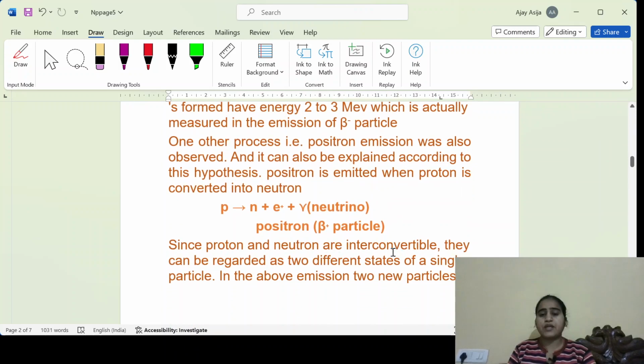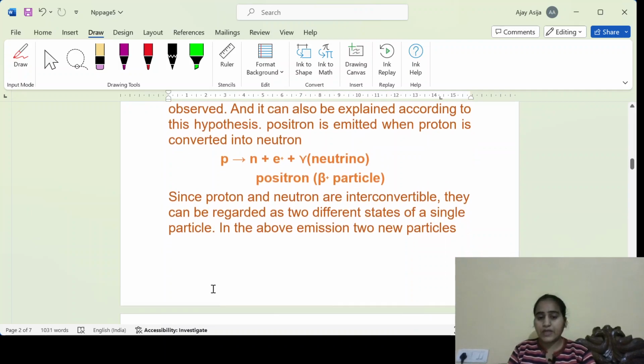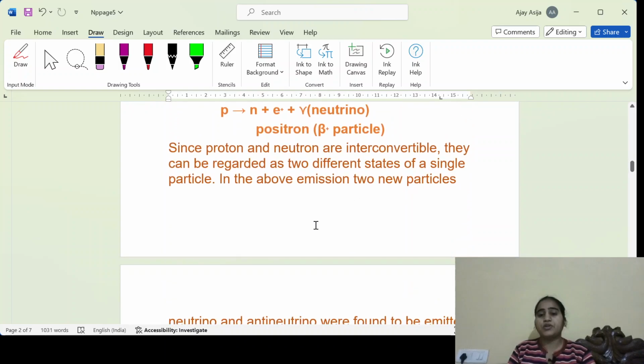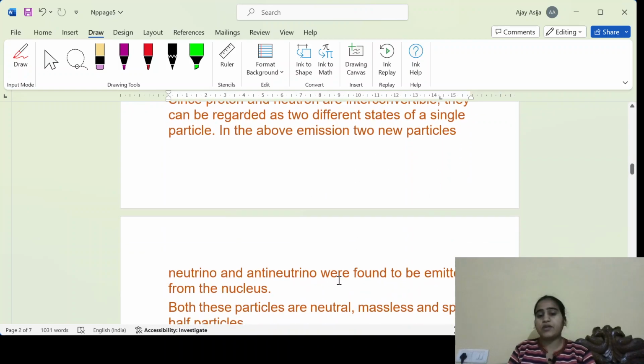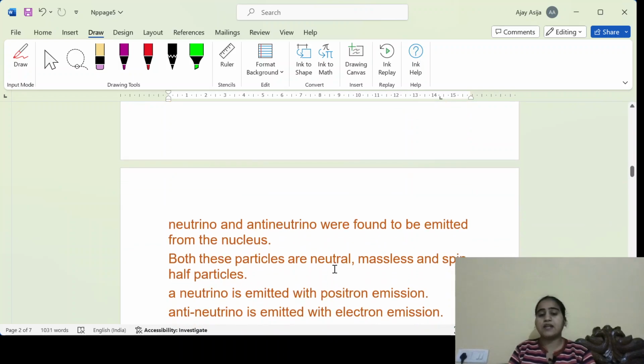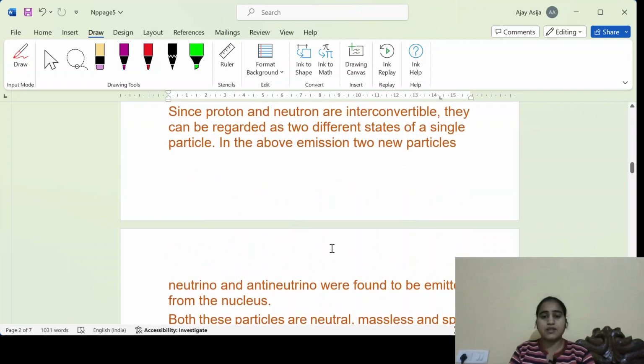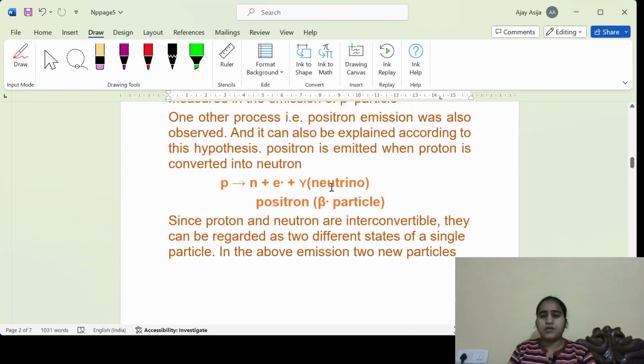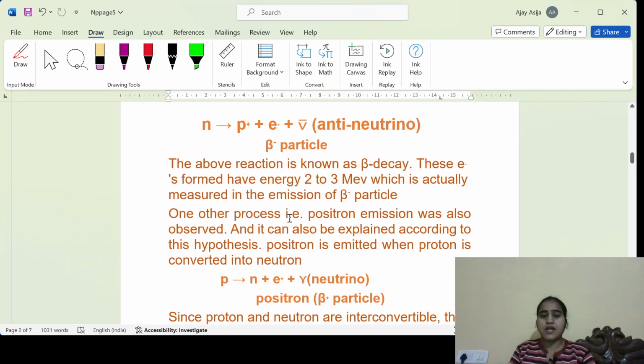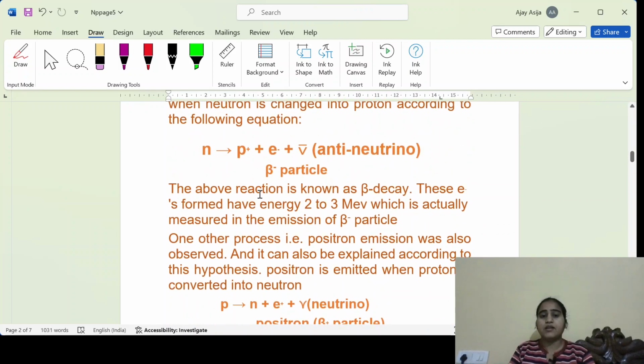Since proton and neutron are interconvertible, they can be regarded as two different states of a single particle. In the above emissions, two new particles, neutrino and antineutrino, were found to be emitted from the nucleus. Both these particles are neutral, massless, and spin half particles. Neutrino is emitted with positron emission, as we have seen in this reaction, and antineutrino is emitted with electron emission.